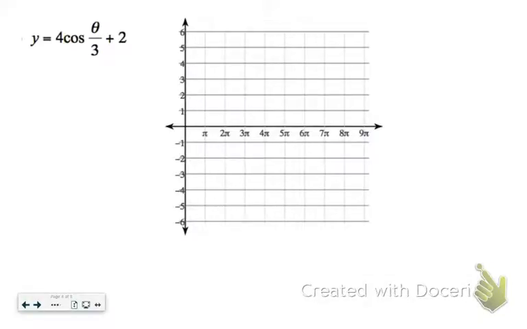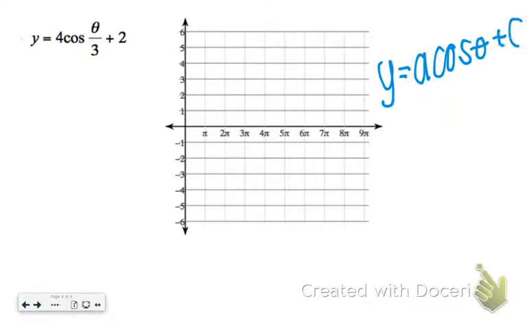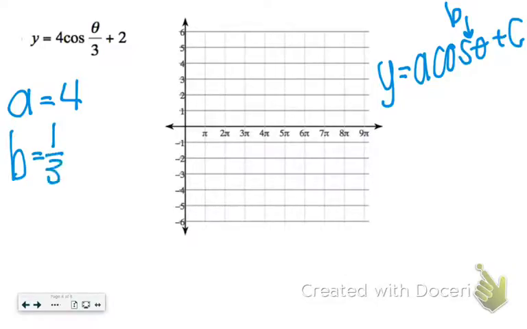What just happened? I don't know what happened. I'll write it again. Y equals A cosine of theta plus C. Okay, so my A value is 4, because my iPad hates me. My B value, oh, I should have put a B right there. The struggle is real, guys.